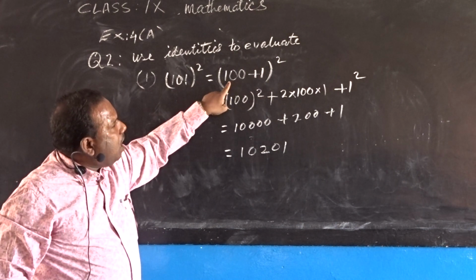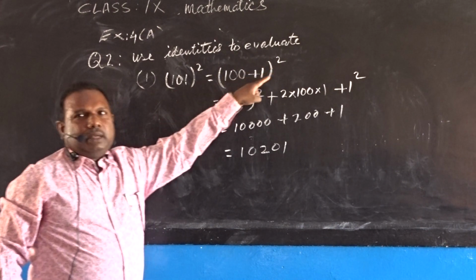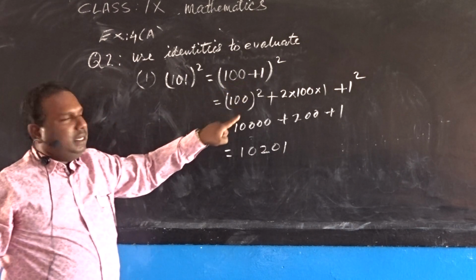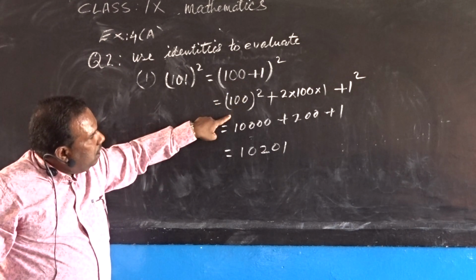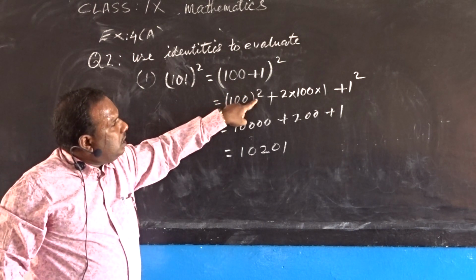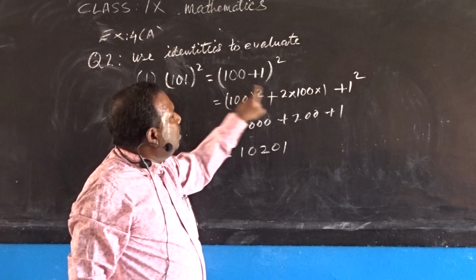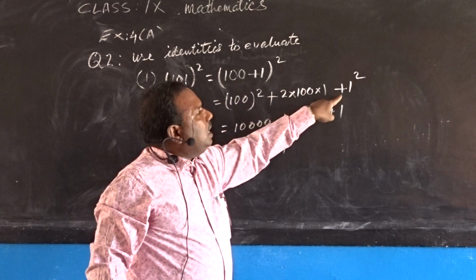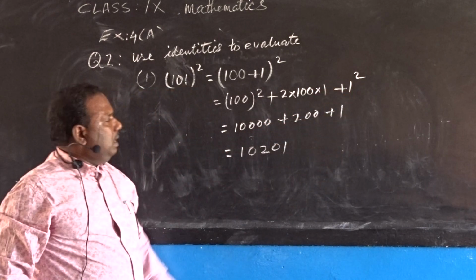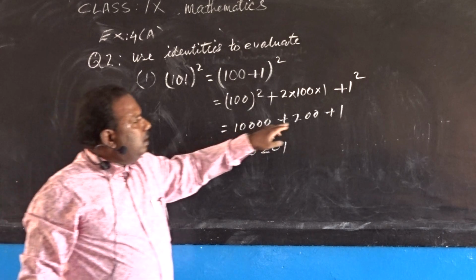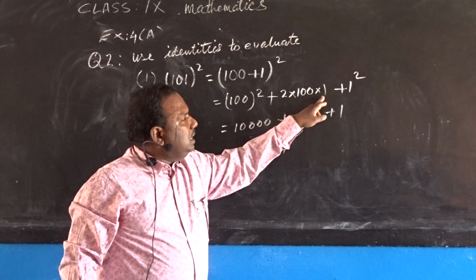So the second question asks us to use identities to evaluate 101 all square, and 101 is written in the form 100 plus 1 all square. So here we apply the a plus b all square identity, and it is written in the expanded form: 100 all square plus 2 into first term 100 into second term 1 plus square of the second term. Then after finding squares, 10,000 plus, multiply these three numbers.